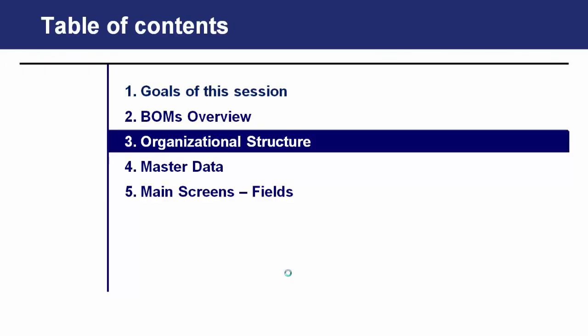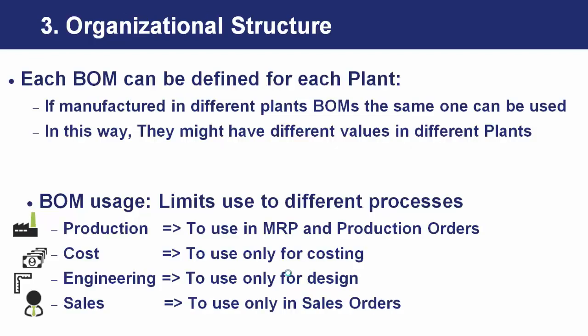Organizational structure. Each BOM can be defined for only one plant or for all plants where the materials are defined. It would be possible then to use different ones depending on the plant. Usage, as already stated, can be useful to limit the processes in which each BOM is going to be used. For the same material, we can have a BOM for manufacturing, a BOM for costing, and a BOM for the design department.